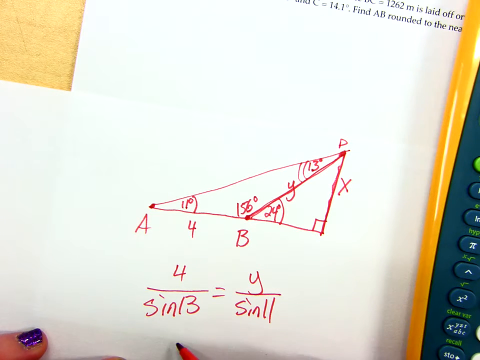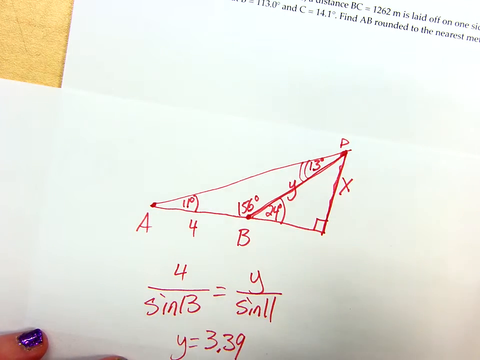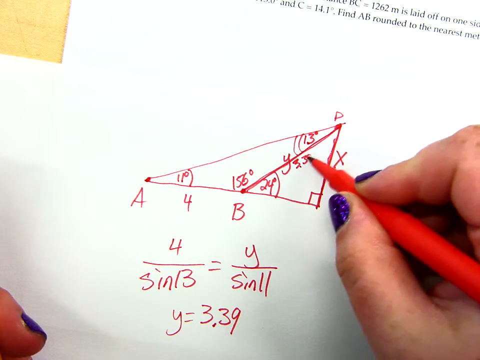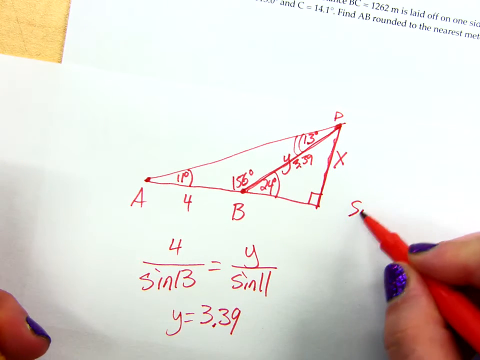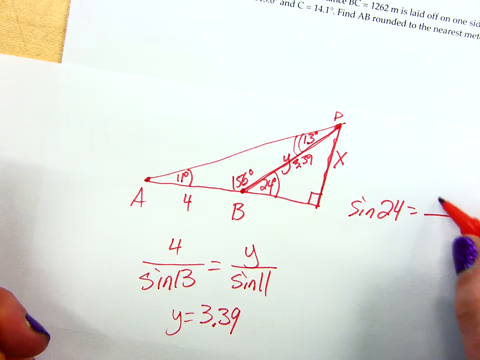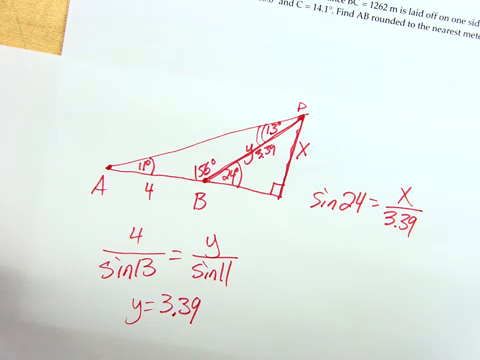When you have that, you're going to have that formula sheet? That's law of sines, it is on your reference sheet, yes. So now I have the value of y is 3.39. So now I can just do sine. So sine of 24 equals opposite over hypotenuse, x over 3.39. And then I just solve for x.